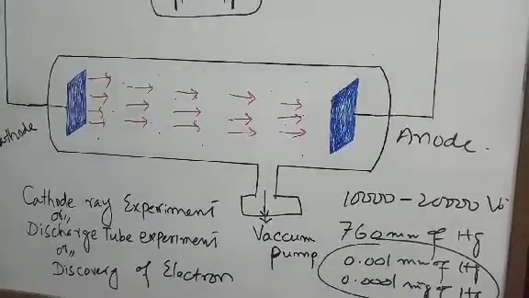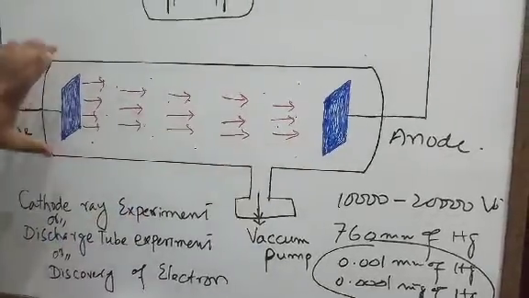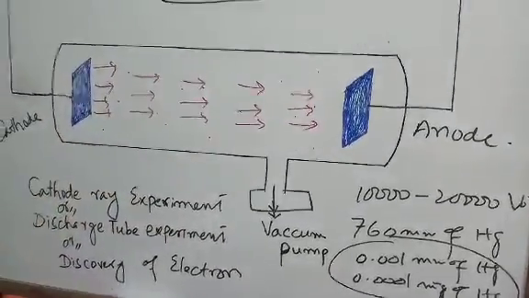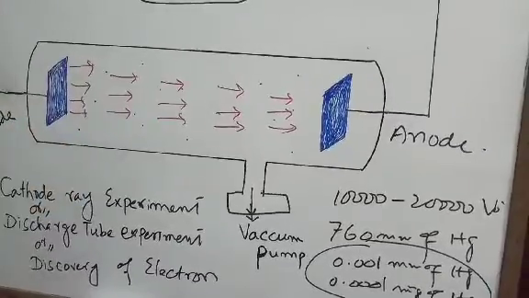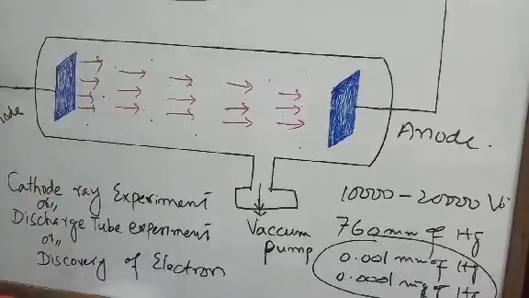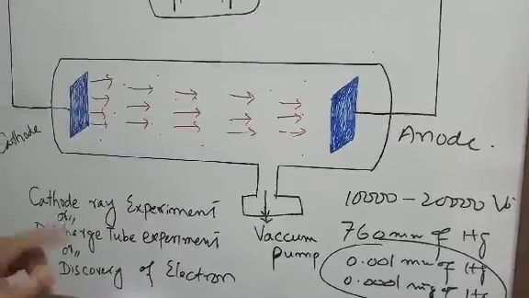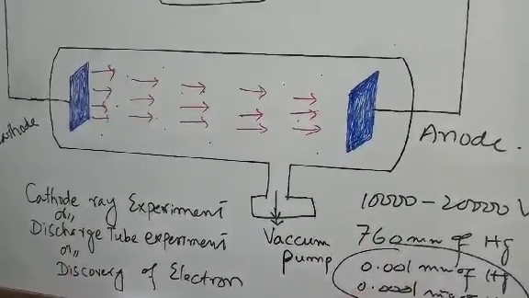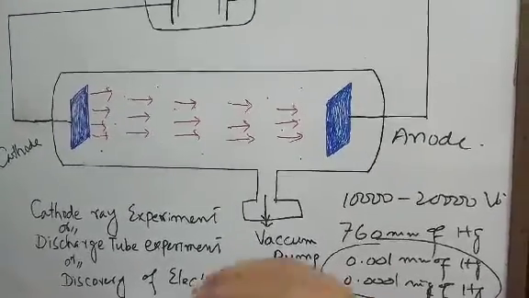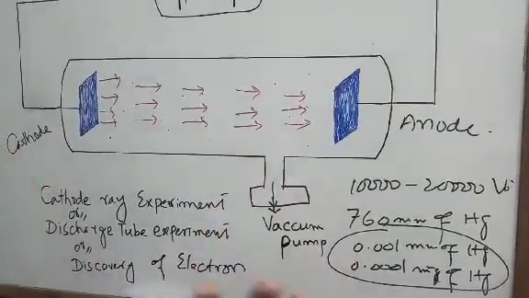Remember that the nature of cathode rays depends upon the nature of the electrode and the nature of the glass, but is independent of the gas used inside the discharge tube. If you use helium gas, neon gas, whatever gas or air you use, cathode rays will be produced. This means cathode rays or electrons are present in all types of matter. So we concluded that cathode rays or electrons are the fundamental particles of matter. They are present in all types of matter, whatever the gas used.